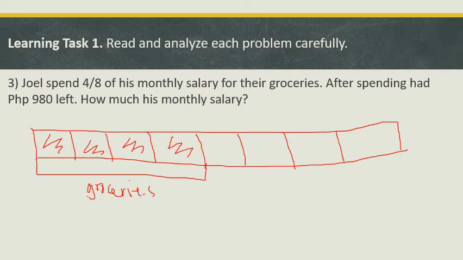Then, after niya magastos yan sa groceries, ang matitira sa kanya is 980. So, itong walang laman is 980. Ito yung natira sa kanya. Kung 980 itong 4 na box na to, ilan kada isang box? Syempre, ang gagawin nyo lang dyan is divide nyo yung 980 sa 4. So, ibig sabihin, ang kada isang box ay naglalaman ng 245.